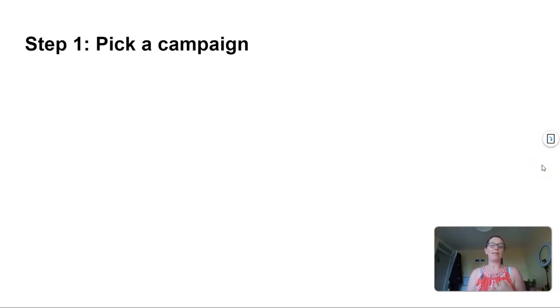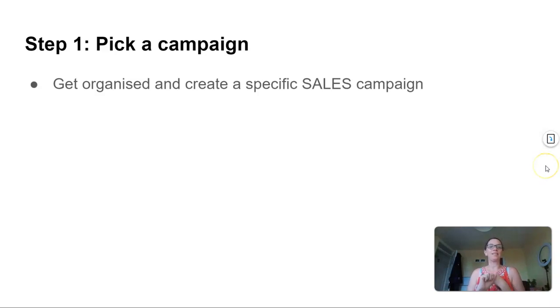So step 1 is to pick a campaign. Okay, so before sitting down to write your emails or to get ChatGPT to write them for you, you want to get organized and create a specific sales campaign. This is different to any kind of ongoing weekly newsletters or nurture stuff that you're doing. This is when you're sitting down, you're like, you know what, I want to create something that's going to generate sales in a predictable way.